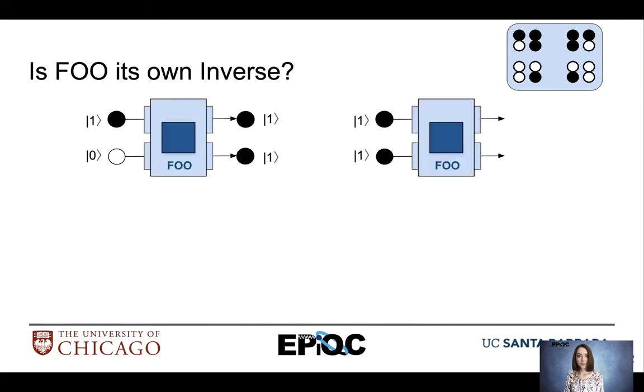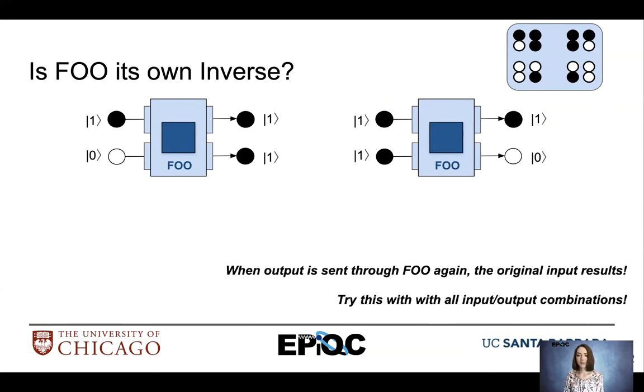Now that we know it's reversible, let's check to see if it's its own inverse, just like CNOT and swap were. So we'll start by taking 1 and 0, so black ball, white ball, passing it through. We take our value from our truth table, and we'll map it back to the output. So we have a ket 1, 1. And if we take ket 1, 1 and pass it back through foo, we result in the ket 1, 0, the original input. So when the output is sent through foo again, the original input results. This means that foo is not only reversible, but it's its own inverse. You can try this out with all the different input and output combinations to confirm.